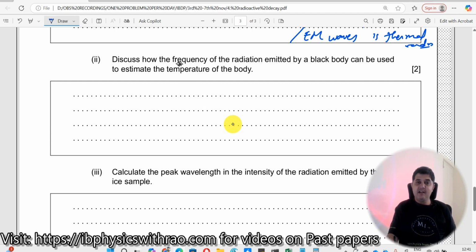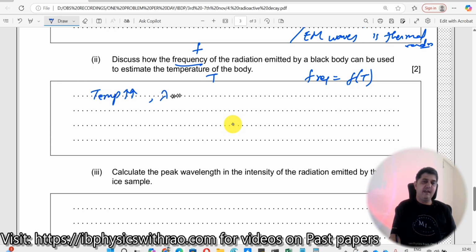What is he asking? How do you need to discuss the frequency? It depends on temperature. How is frequency a function of temperature? Now when you have this, what should come to your mind? You should say that when you increase the temperature, the wavelength of the radiation is seen to be decreasing. Where do you get this from? This is your Wien's displacement law.